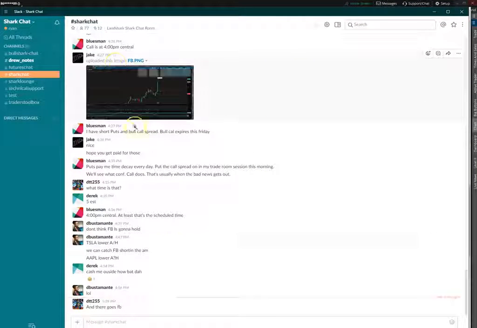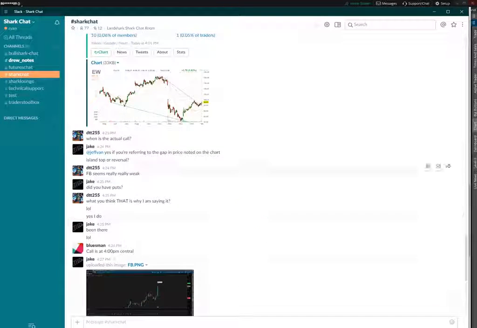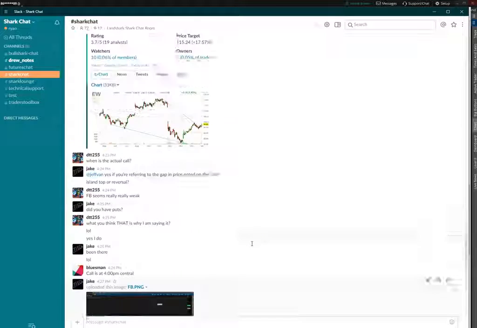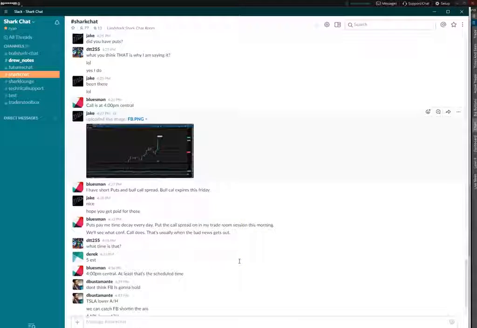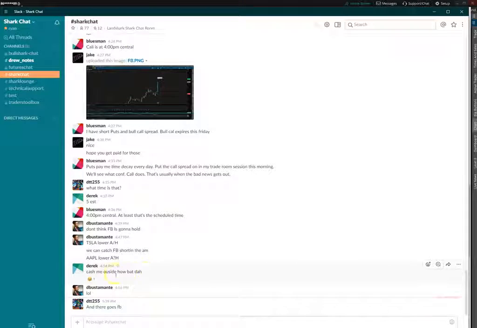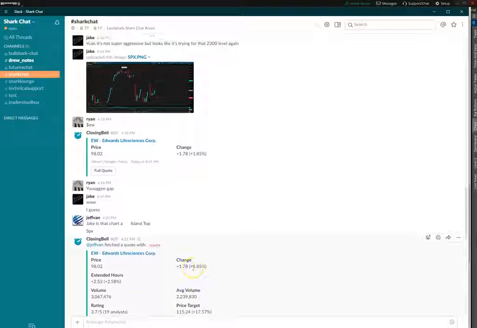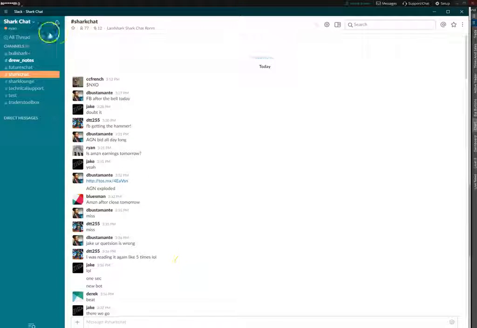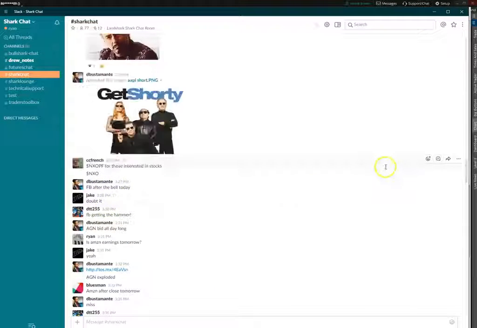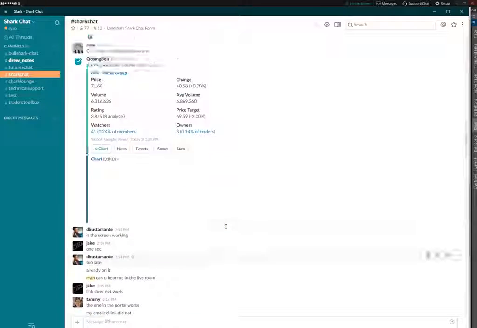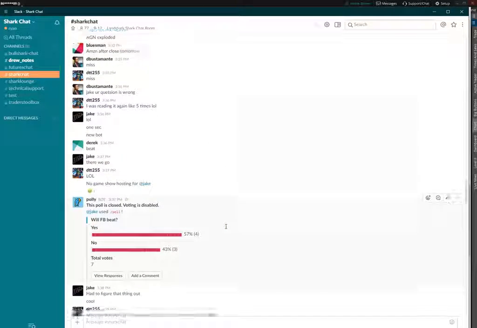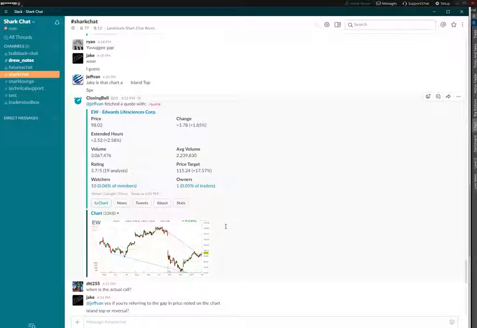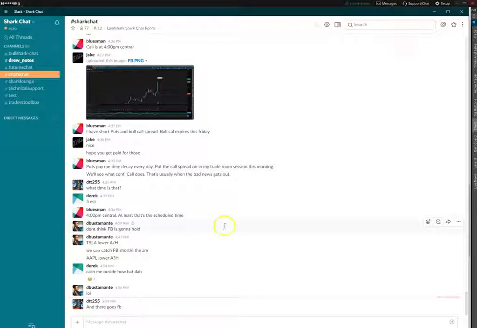If you look at the Shark Chat, you can see what we're doing here today. Today, of course, was our Facebook earnings. So we looked at that, had the levels noted on here, sharing charts. We can discuss various things, request quotes, and it's a good community of traders and instructors where you get a lot of knowledge, and you can interact with people all over the world, not just locally.